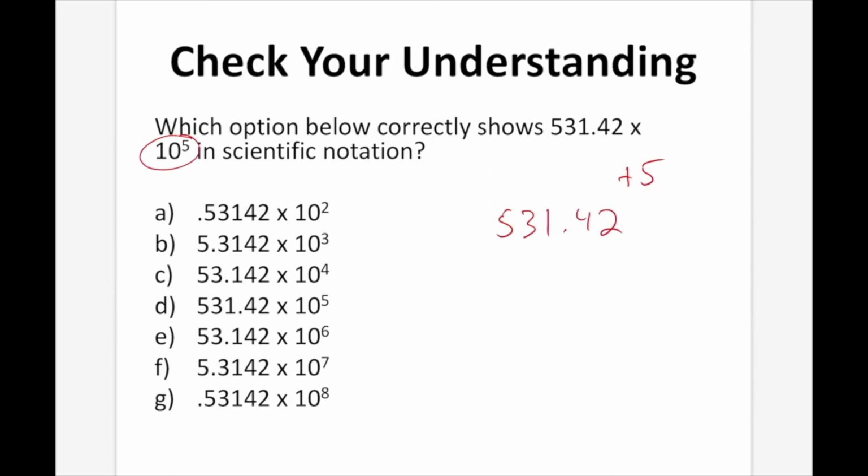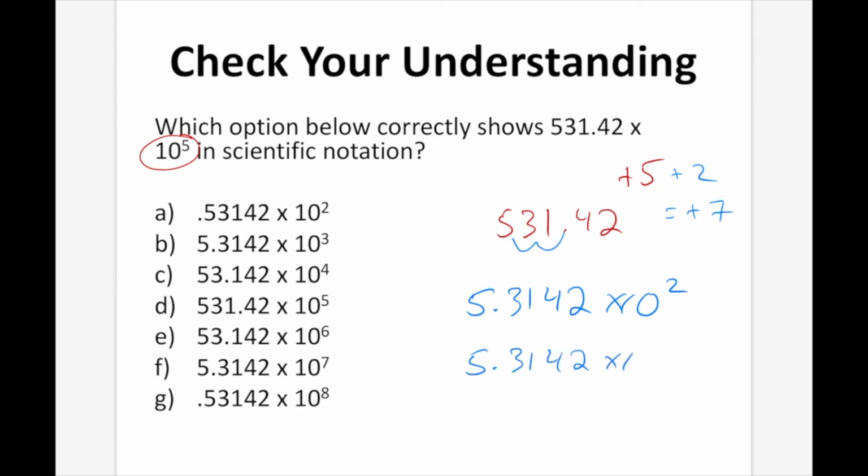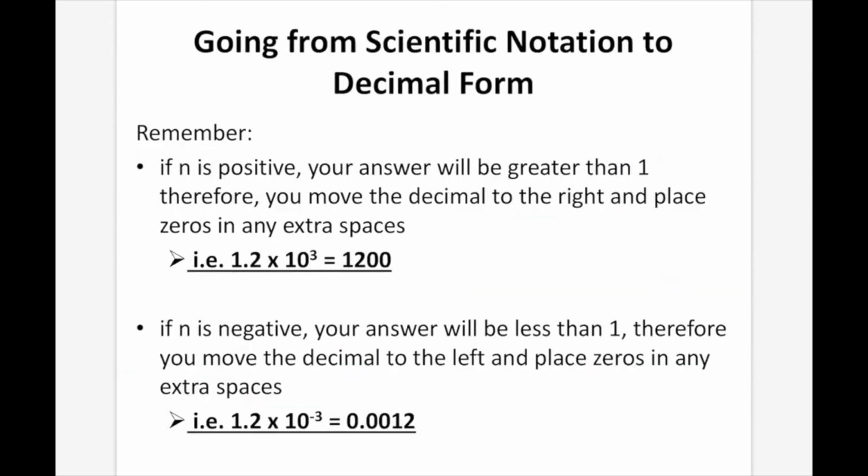We're going to create our A value by moving our decimal to the left 1, 2 times. And we're going to get 5.3142 times 10 to the number of times we moved it, which is 2. We're then going to add that plus 5 and plus 2, and we're going to get plus 7. So our final answer is going to become 5.3142 times 10 to the 7. And that's F.